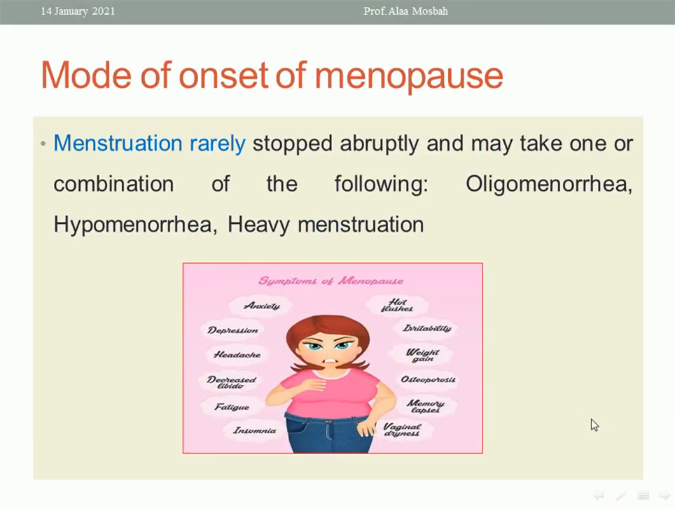So before starting menopause, the lady will find that the menstruations become irregular. There may be oligomenorrhea, hypomenorrhea, or sometimes a heavy menstrual period after cessation of menstruation for 2 or 3 months. So this is considered the start of occurrence of menopause.